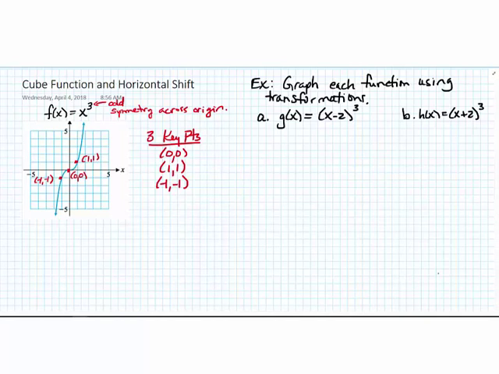So normally you won't know that we're about to do a transformation of the cube function. I'll just ask you the question, and you'll have to look at the equation of the function and see the cube and say, oh, the parent function must be x cubed, right? So then you'll sketch a little graph of x cubed real quick. You'll remember what the key points were, and you'll move them around. That's the procedure that you're going to use.